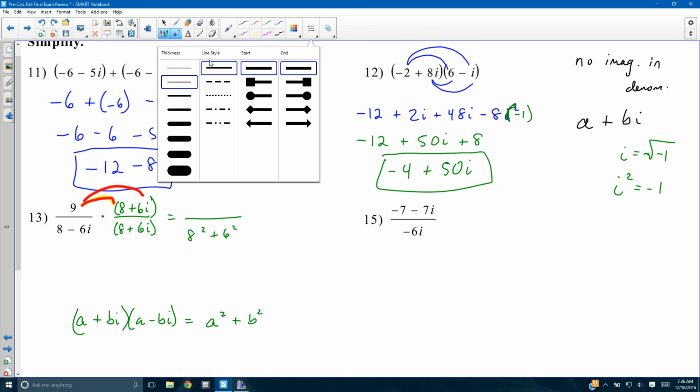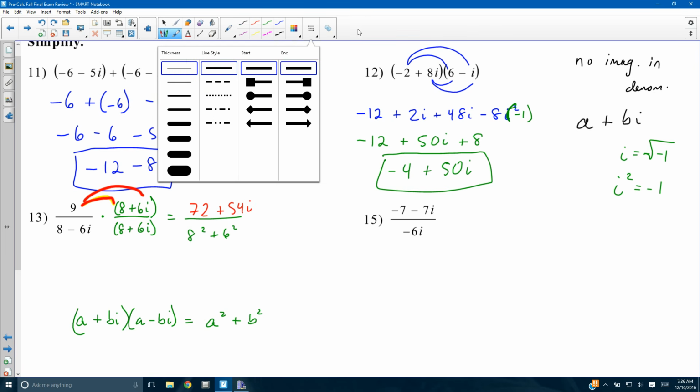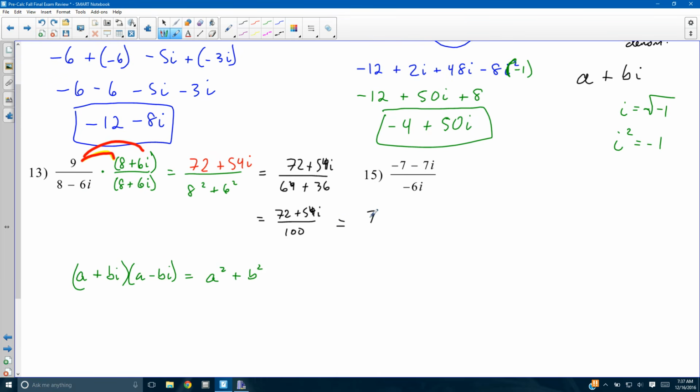9 times 8 is 72. 9 times 6i is 54i. Okay, 8 squared is 64. 6 squared is 36. And then 64 plus 36 is 100. So I have 72 plus 54i over 100. And like I said, I want to split these components apart completely. So this will be 72 over 100 plus 54i over 100.